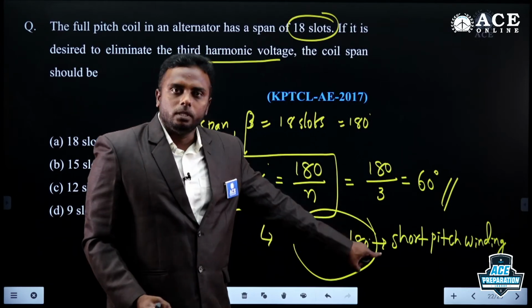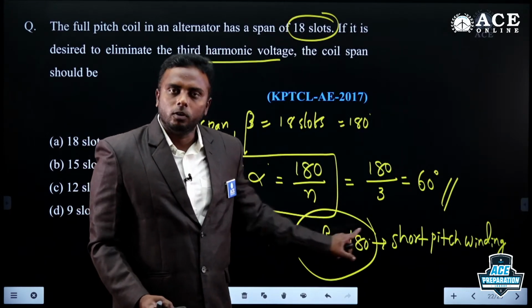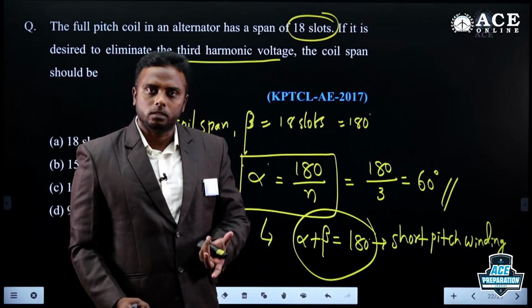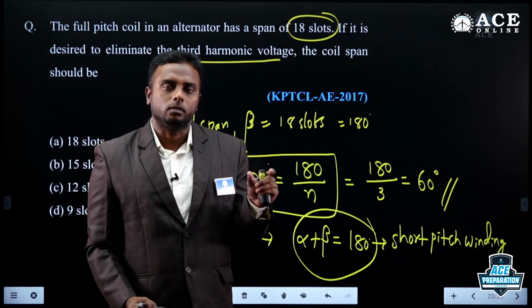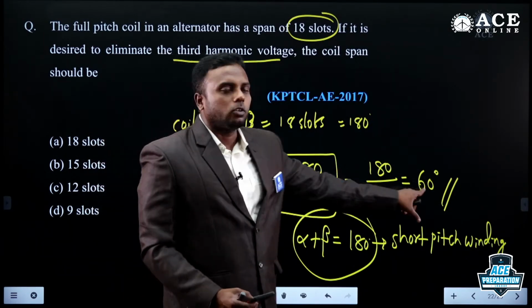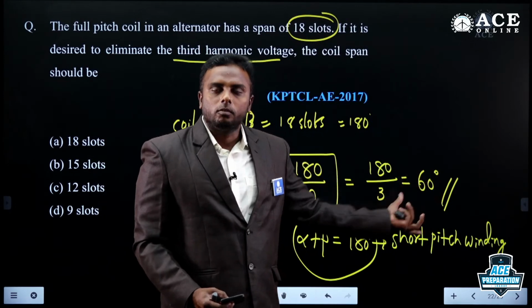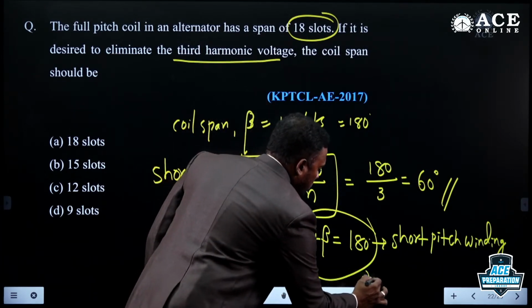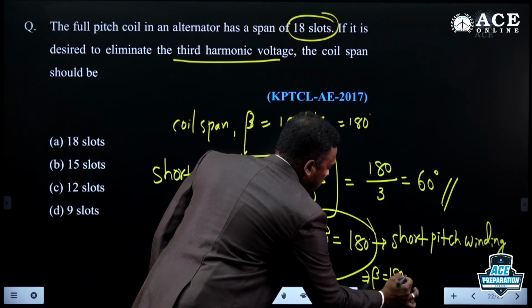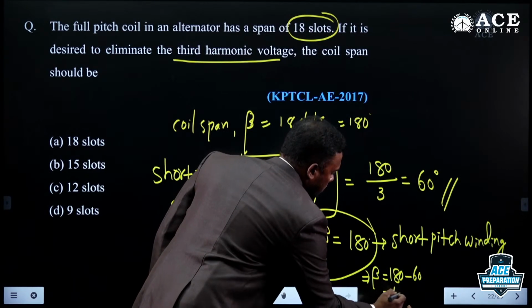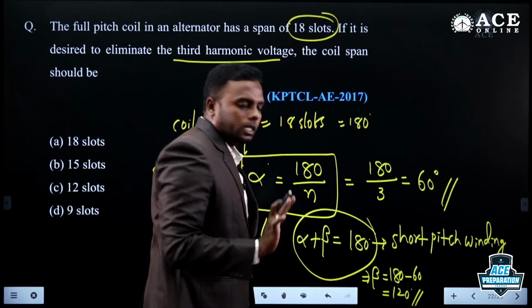If it is full pitch, what is beta? 180. Then what is alpha? 0, which means it is not short pitched. Short pitch means there is some alpha. Now how much angle are we short pitching? 60 degrees. Then what is remaining? Beta. Therefore beta is 180 minus 60. How much is it? 120 degrees. So beta is 120 degrees.